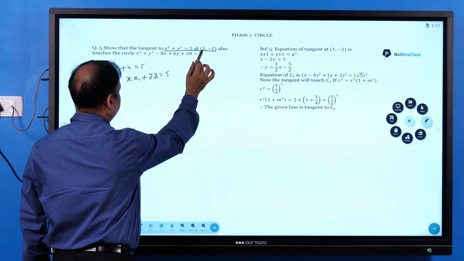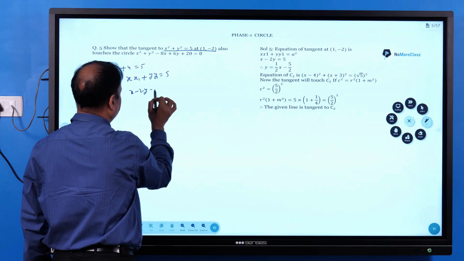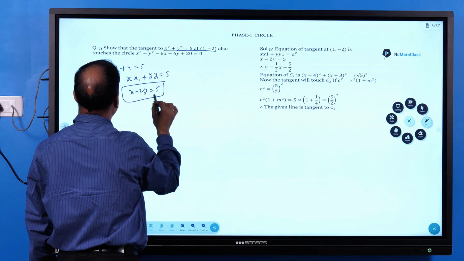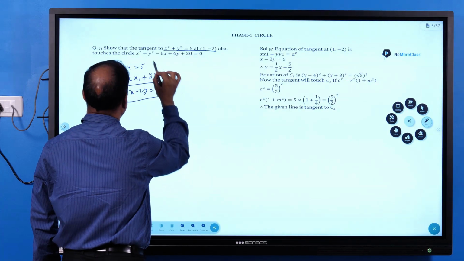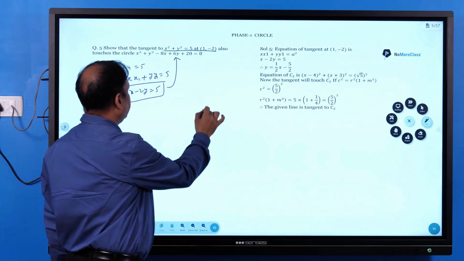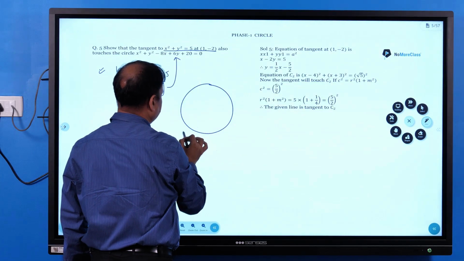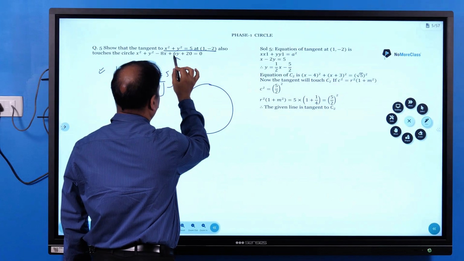So x1 is 1, y1 is minus 2. So x minus 2y is equal to 5. Now we have to show that this line, this tangent, also touches this circle. So the condition of that tangency is: what is the center of the second circle? This is C2, (4, minus 3).